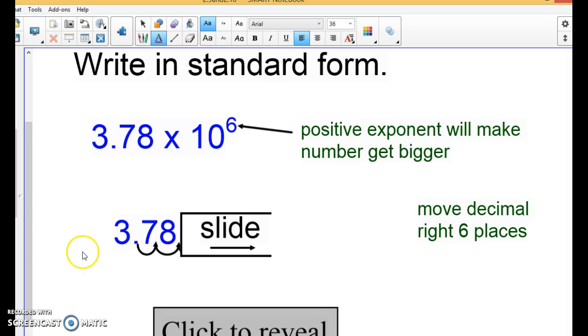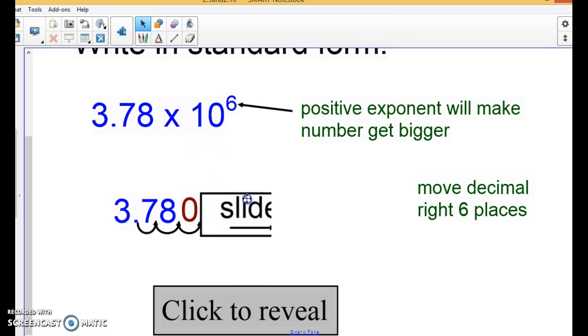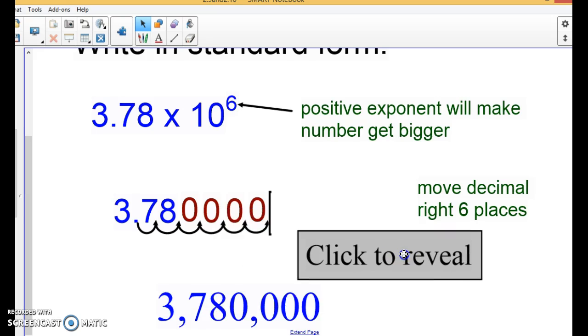Well, that's a positive 6, so I'm going to be moving that decimal over 6 spots to the right. So I'm going to be sliding it 6 spots to the right to reveal some more zeros there. So I'm not going to add 6 zeros. I'm just going to be moving that decimal over 6 spots. So in this case, I'd really only be adding 4 zeros. So instead of saying 3,780,000, I can say 3.78 times 10 to the 6th. And that's exactly the same thing.